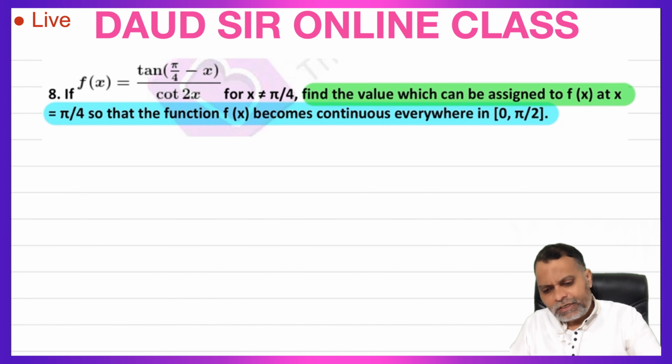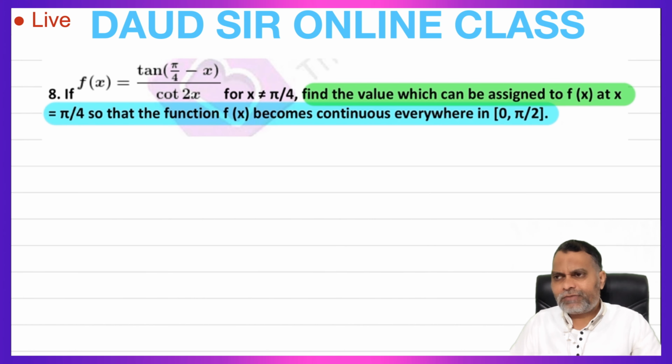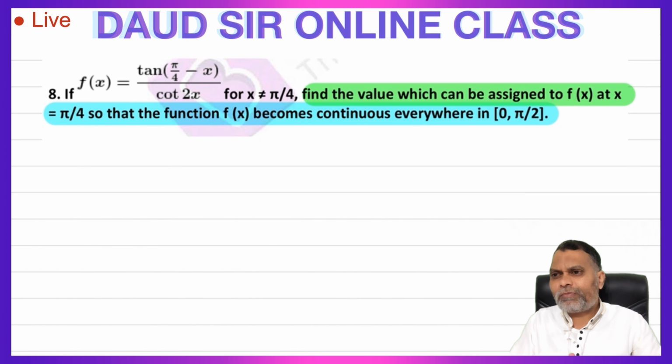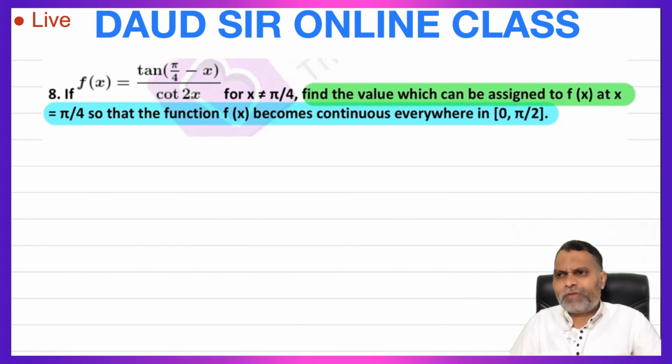So for this, the function is defined for x not equal to pi by 4. So we can take the values greater than pi by 4 and less than pi by 4. We can take the left hand limit and right hand limit, and finally, since the function is continuous, we can put all the three things equal. So from there we can get the value at pi by 4. That will be the required value of function f of x at pi by 4.